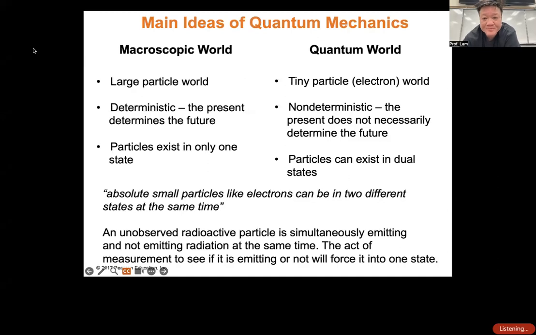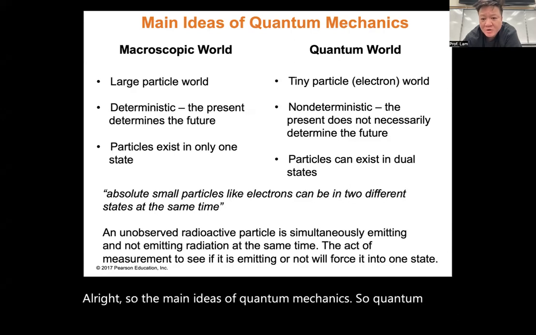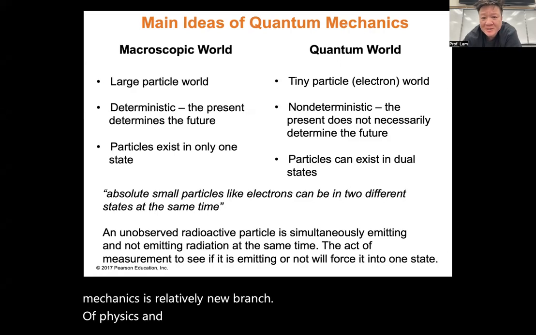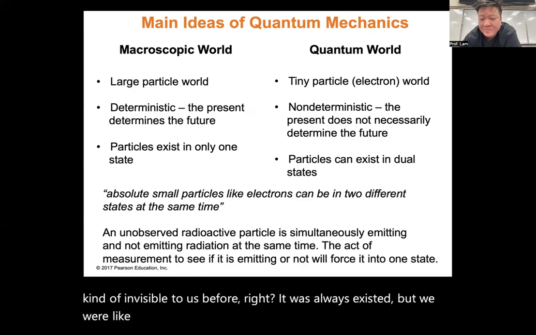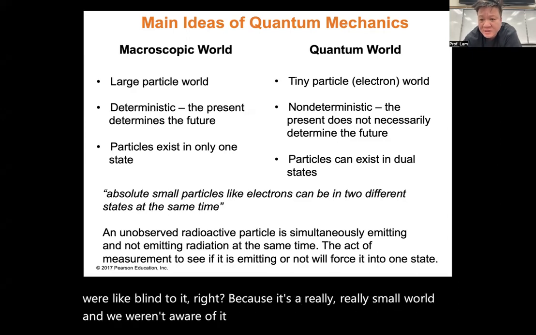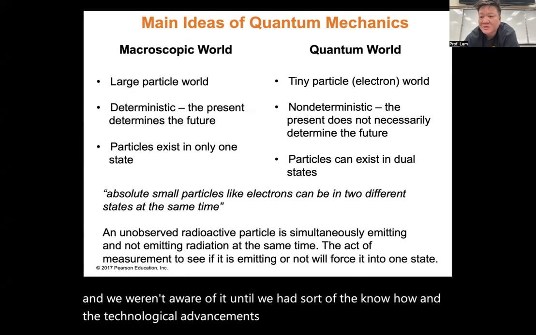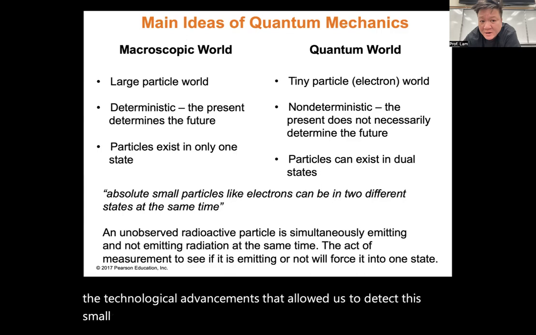All right. So the main ideas of quantum mechanics. Quantum mechanics is a relatively new branch of physics and chemistry. And it's because the quantum world was kind of invisible to us before, right? It always existed, but we were blind to it, because it's a really, really small world, and we weren't aware of it until we had the know-how and the technological advancements that allowed us to detect this small world and to learn more about it.